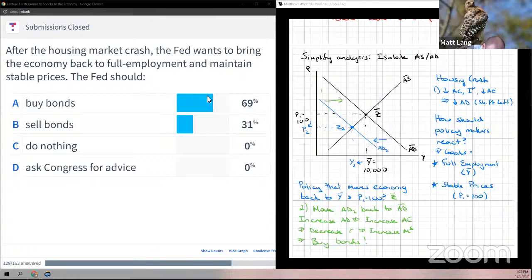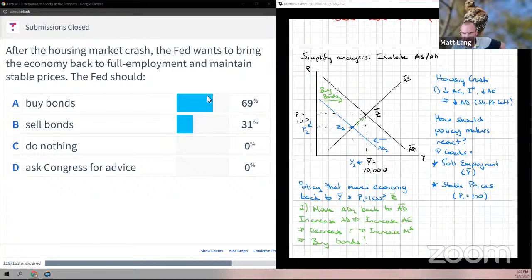Buy bonds, right? And other things, right? If we go out and we buy bonds, what will happen? We'll shift AD to the right. We'll move ourselves back to Y bar. We'll have achieved both the goals, right? We'll achieve both the goals of full employment and stable prices. And we could have increased G, we could have decreased T, right? But this kind of eliminates the whole debt deficit idea.